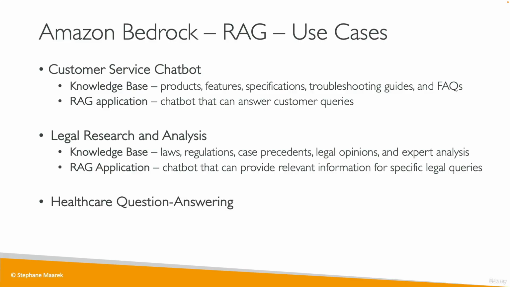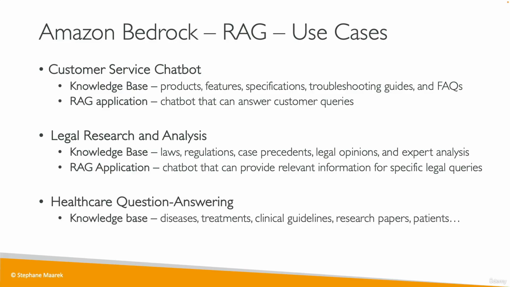And this time we can have a chatbot that is going to have relevant information anytime we have a specific legal query. And we can also have healthcare question answering. So again, the knowledge base can be diseases, treatments, clinical guidelines, research papers, and previous patient data. And the application could be a chatbot that will answer complex medical queries. So RAG opens up a lot of possibilities for doing GenAI on AWS.